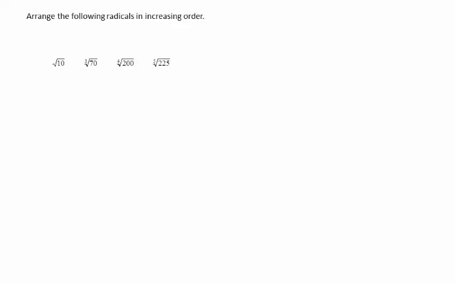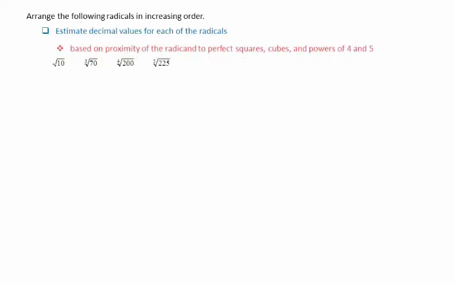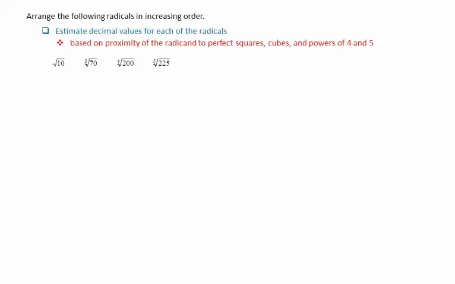Arrange the following radicals in increasing order. Here we first have to estimate decimal values for each of the radicals. We do this based on proximity of the radicand to perfect squares, cubes, powers of 4, or powers of 5.